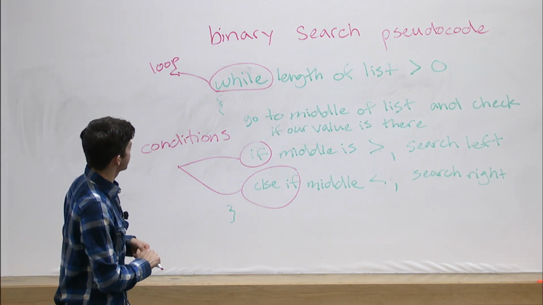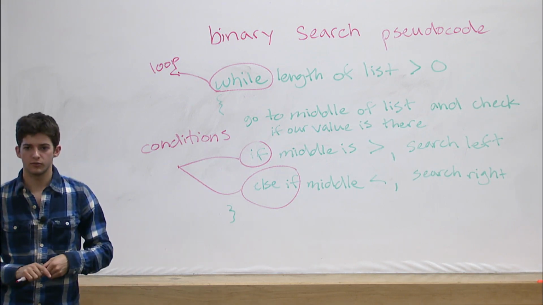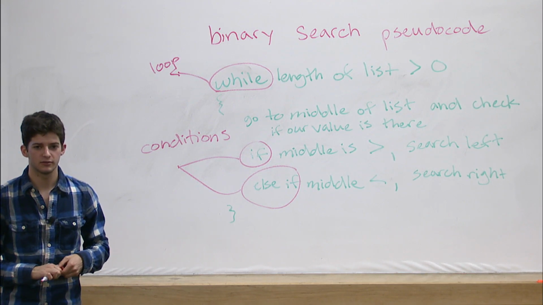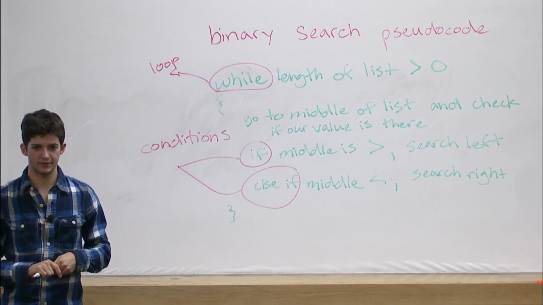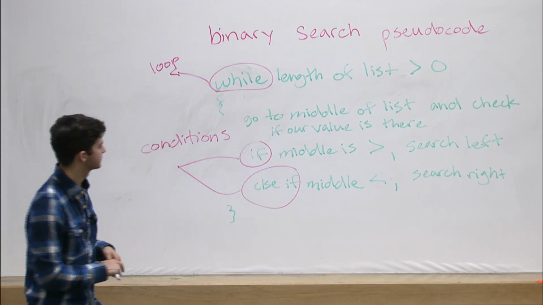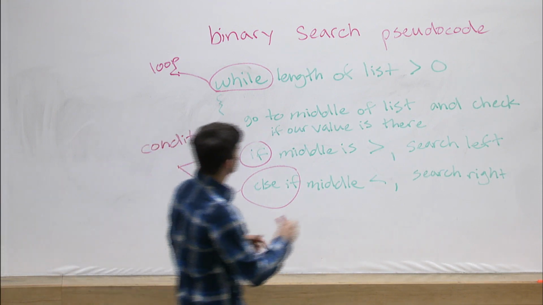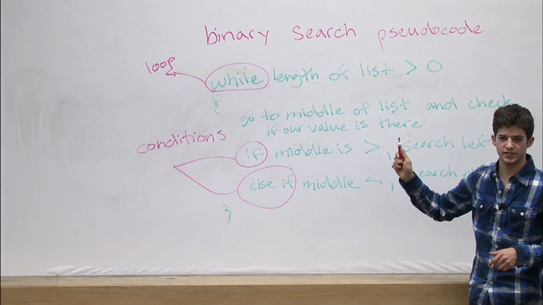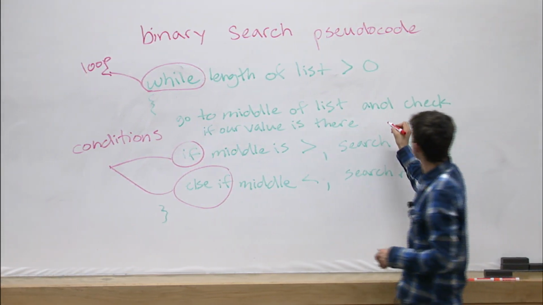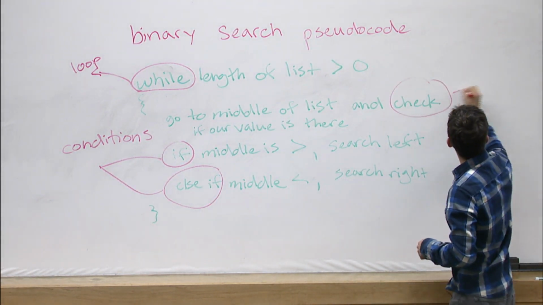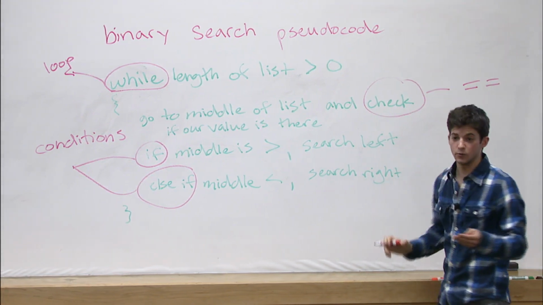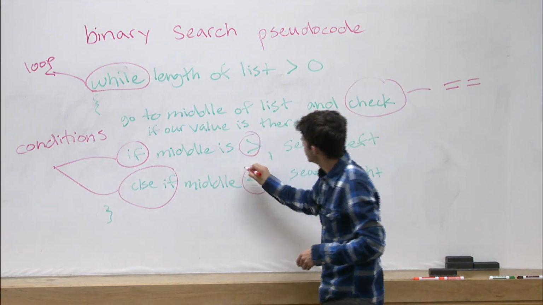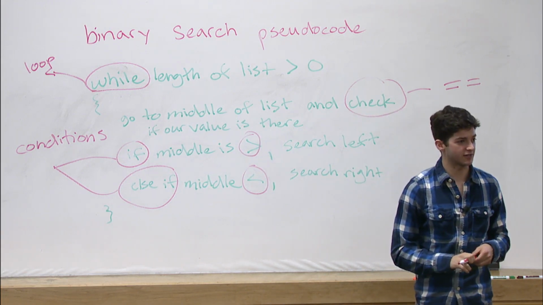OK, any other things we see that map on to things we might need to do in C? Yeah, Aleja. This might be obvious, but just checking if a value equals something. So go to the middle of the list and check if our value is there. How do we do that in C? What's the syntax for that? Equals equals. So this check is probably going to be an equals equals. So we'll know we'll need that somewhere. And actually, just in writing it, we see those other things. We're going to have to do some comparison operators in there.